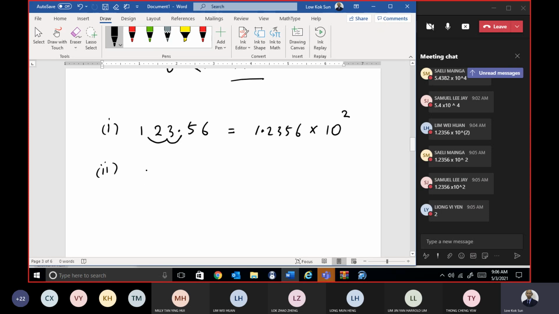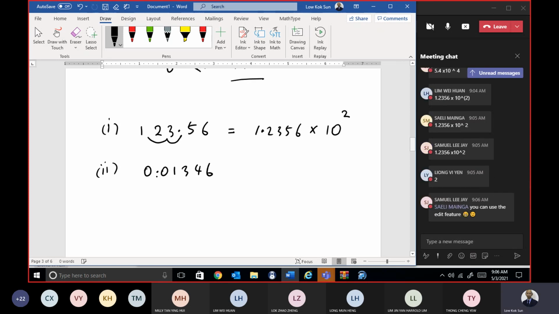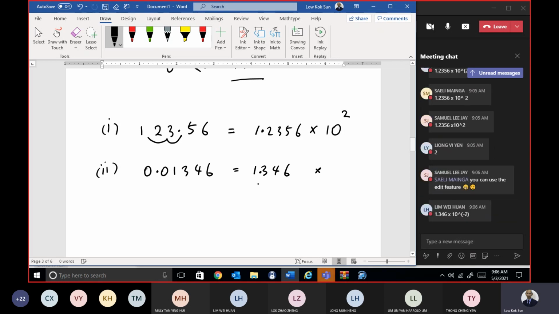So what happens if I got a small number like that? Very small number. It could have been even smaller than that, doesn't matter. So I got no choice, I must also put it like that, so that it is standard form. Yes, yes, yeah. Many of you got it. I'm happy.